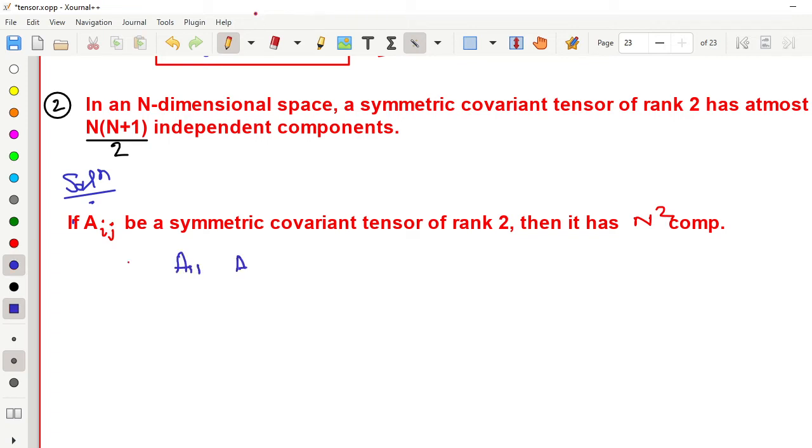A11, A12, dot dot dot, A1n; A21, A22, dot dot dot, A2n; then I have An1, An2, and dot dot dot, Ann. So these are the different components. মানে n square component যে আছে, three dimension হলে নটা component হয়, matrix has 9 components. But how many independent components are there?